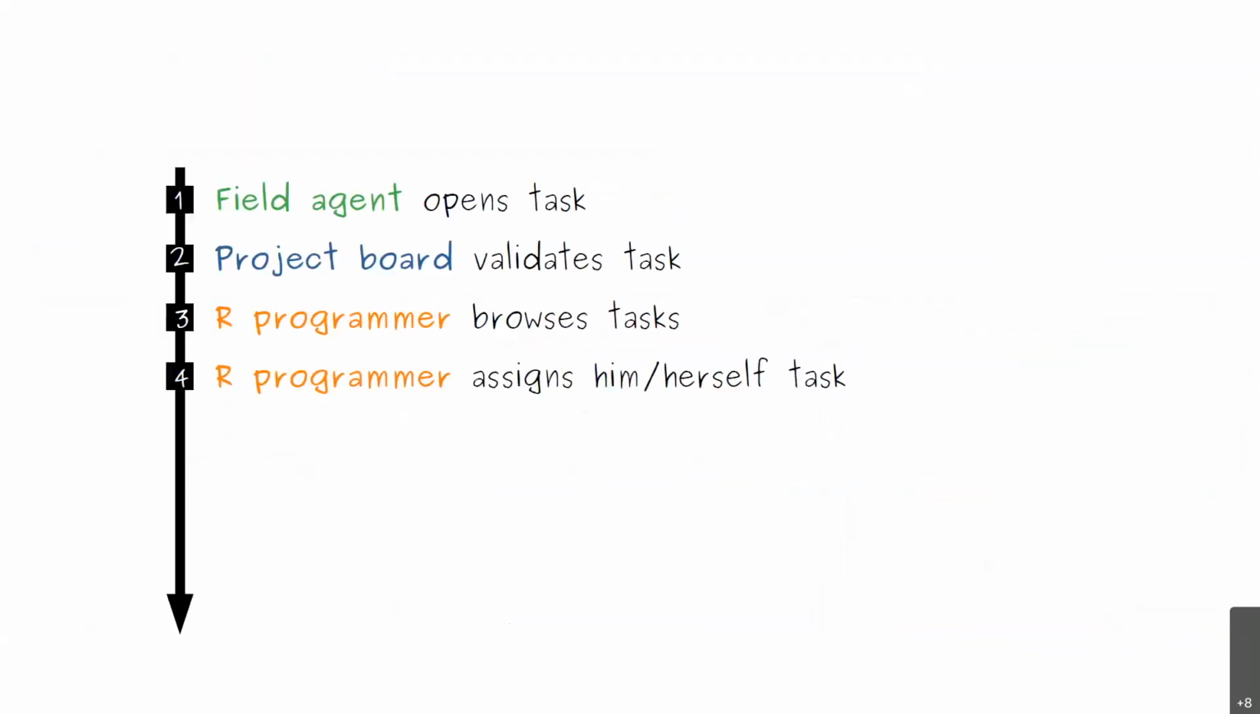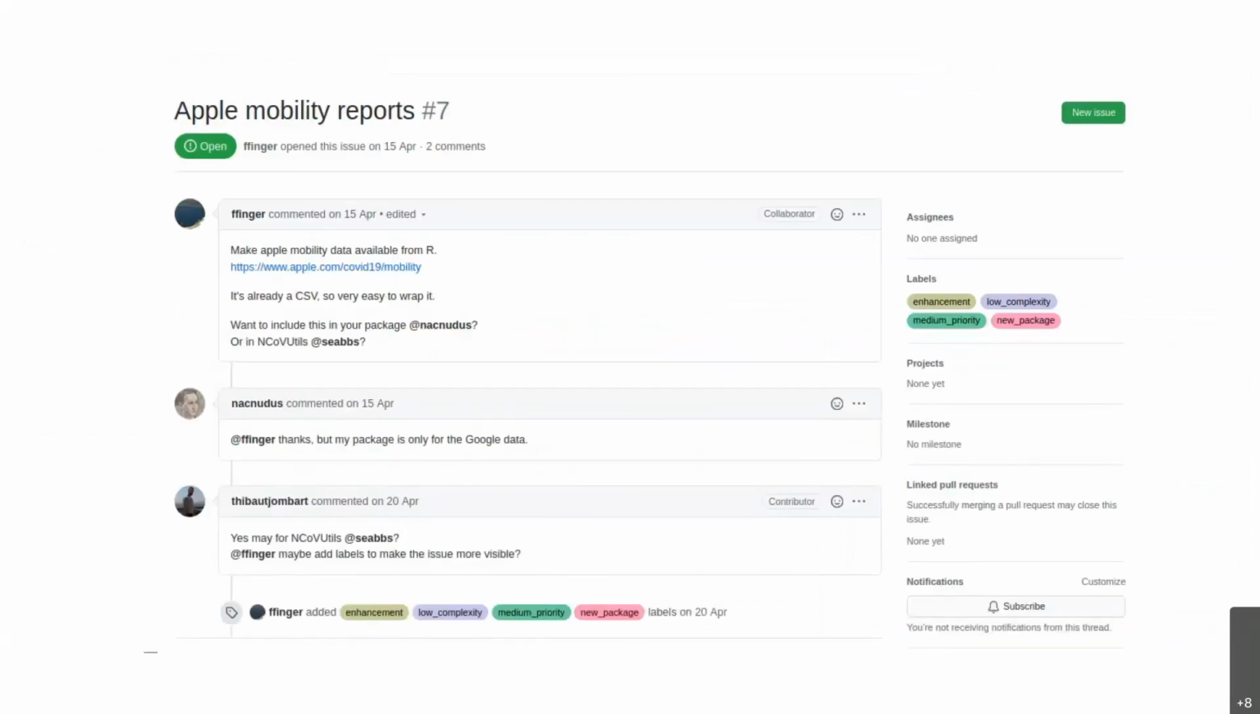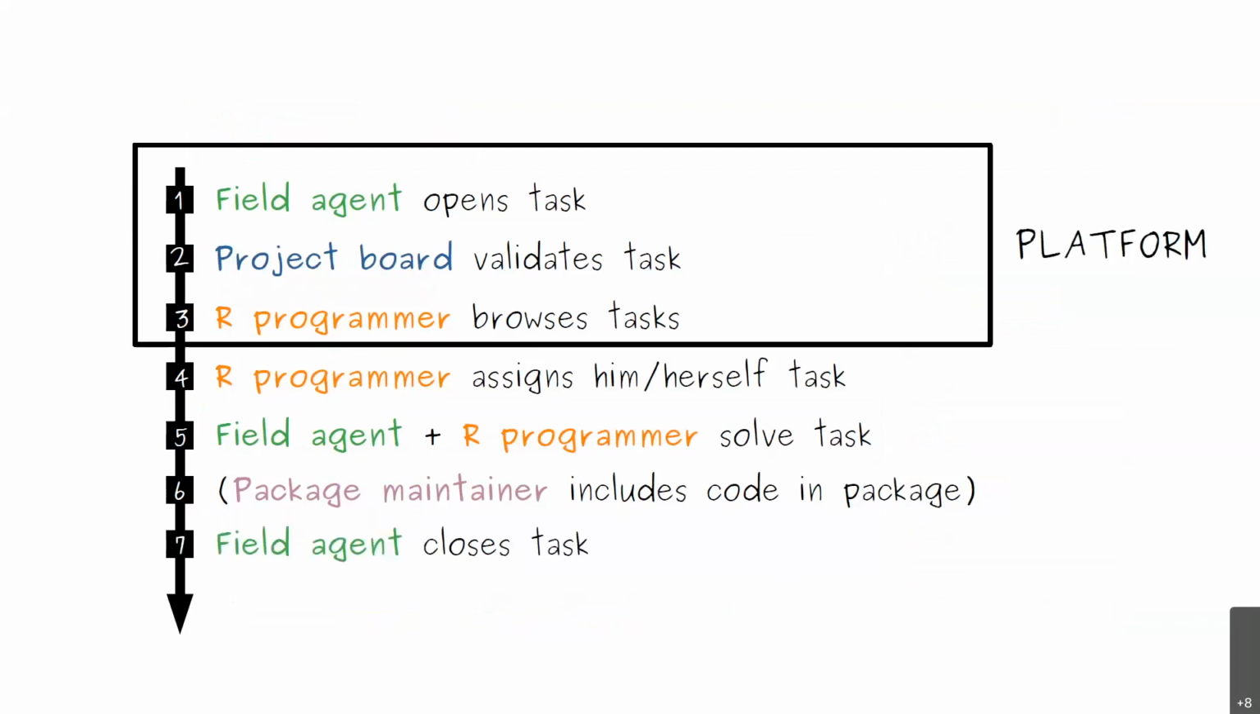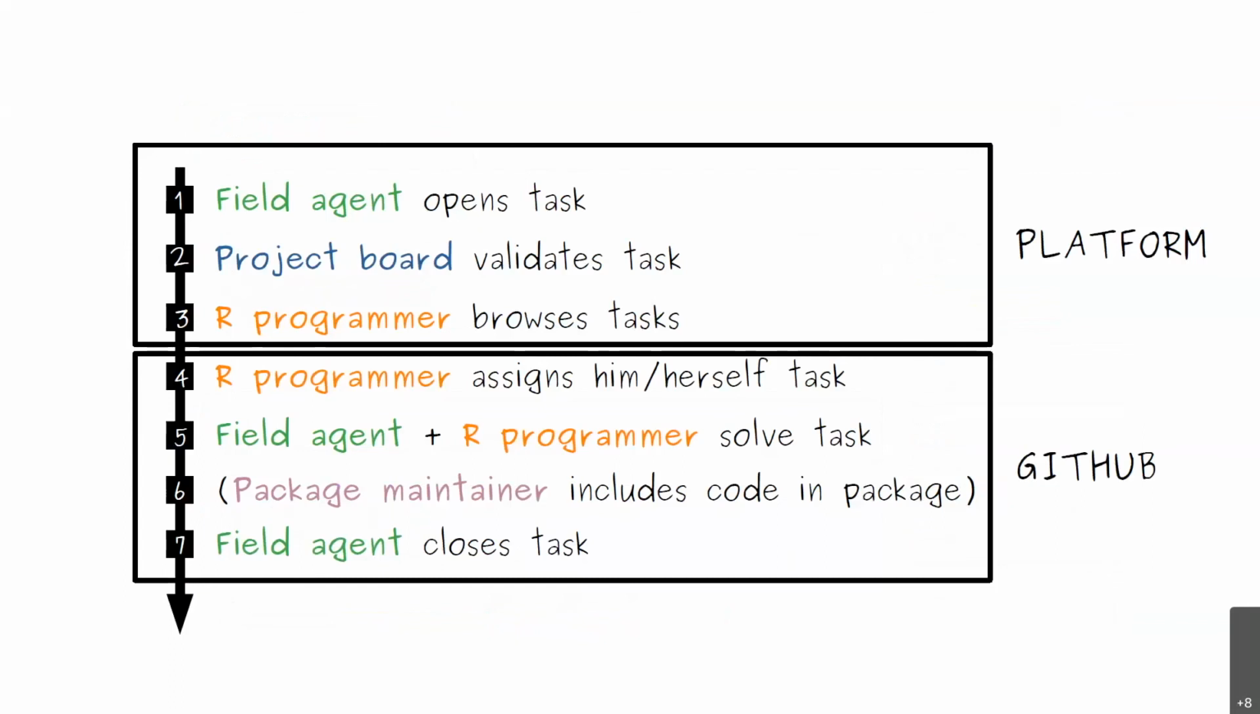Then once you think you can help with one of the tasks, you assign yourself a task. You solve it by communicating with the field agent that opened the task. All this is done through GitHub, but you don't need to understand Git or GitHub to do this, because it all happens through the GitHub issue chat. It's just a forum, basically. Once the issue is solved, the code is included and the task is closed. So what the platform does is basically just the start of the process, helping people to open tasks and to bring them together.